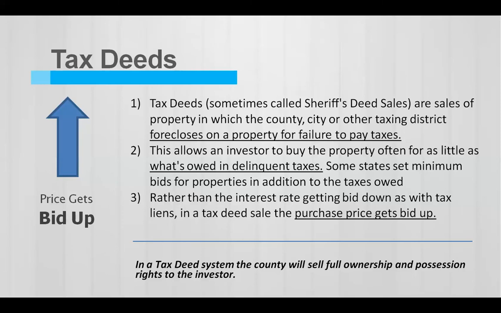Rather than the interest rate getting bid down, as with a tax lien, in a tax deed sale the purchase price gets bid up. Okay, pretty simple, guys. I'm trying to make this just up and down. You got an arrow right there.